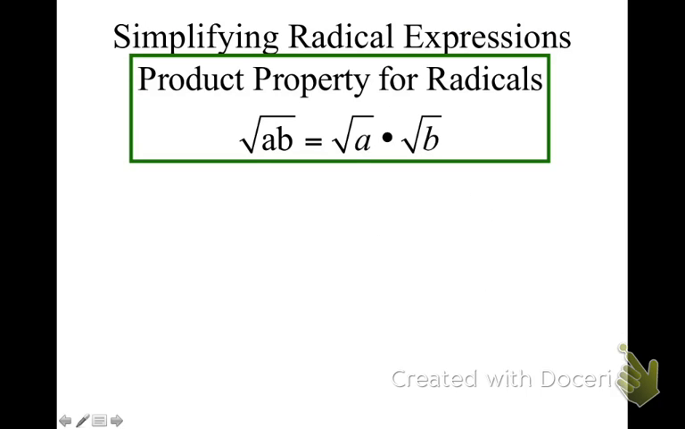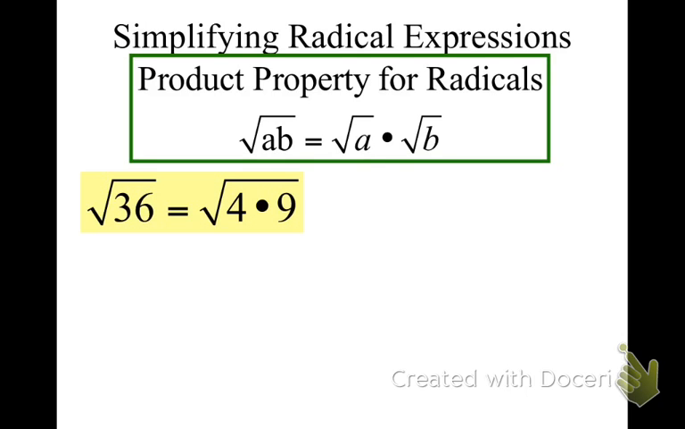So, simplifying these radical expressions, you have this product property for radicals, meaning that if you have a number underneath, in this case they're showing it as a times b to show you that they're distinct, but it's just two factors. It could be a whole number underneath the radical symbol that can be broken up into two of its factors. So the square root of ab is equal to the square root of a times the square root of b.